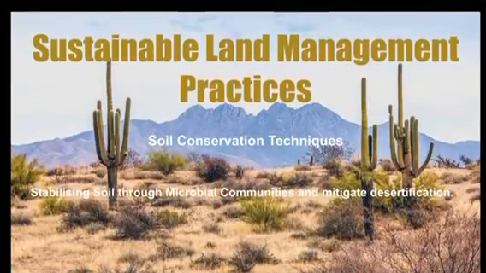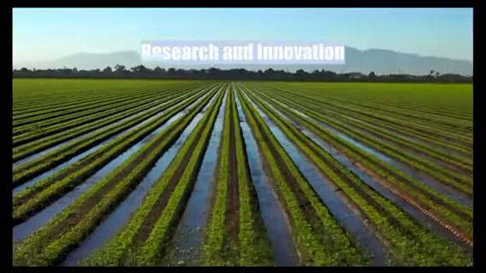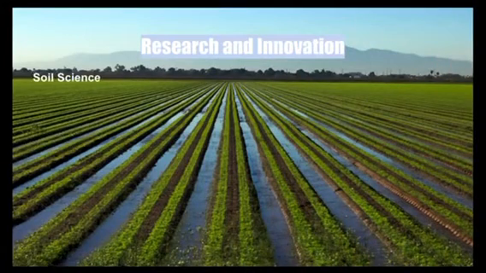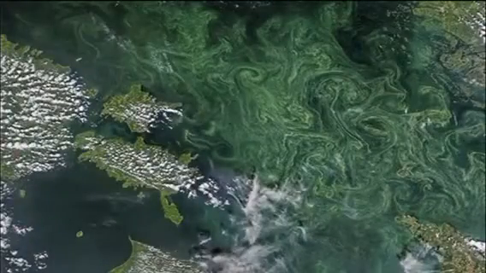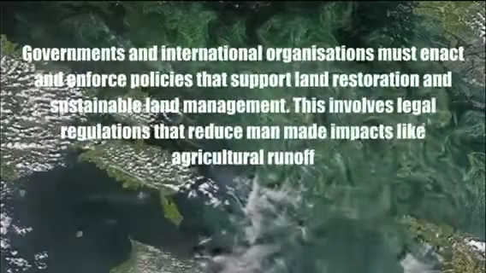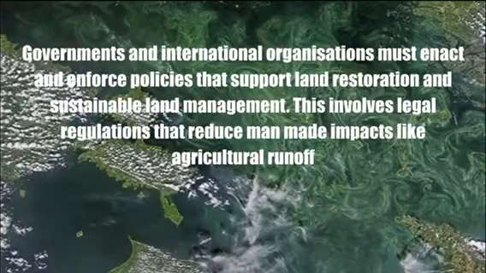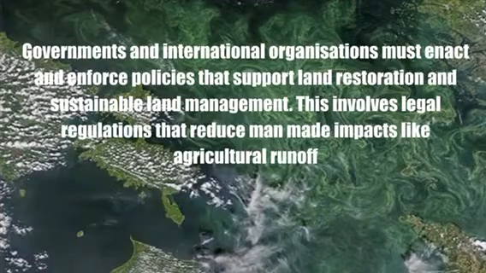Continued research and innovation, including advancements in soil science, crop rotation, and drought-resistant crops, is needed. And governments and international organizations must enact and enforce policies that support land restoration and sustainable land management that involves legal regulations that reduce man-made impacts like agriculture runoff.